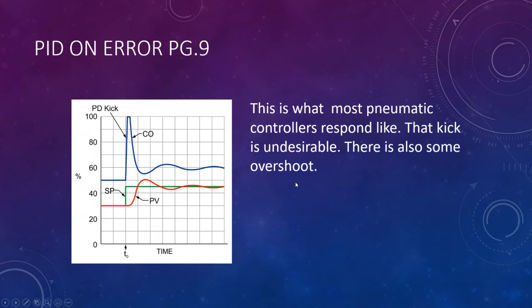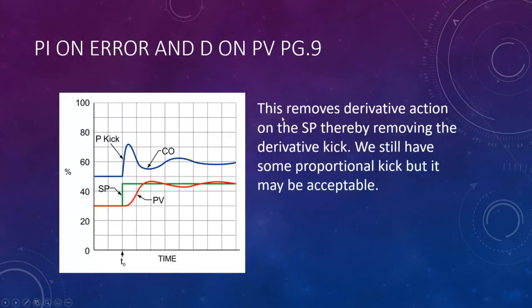So let's see what happens when we switch to the next mode, PI on the error and the D on the PV. Okay, so now you'll see, like I said, this removes the derivative action on the set point change, therefore removing that derivative kick. We still have some proportional kick, but it might be acceptable, right? So now the derivative kick component is gone. We still have the proportional kick. You'll see we have a little bit of overshoot on here. Overall, this is really not too bad looking from a graphical picture. And if you're fine with quarter amplitude decay, this is probably great.